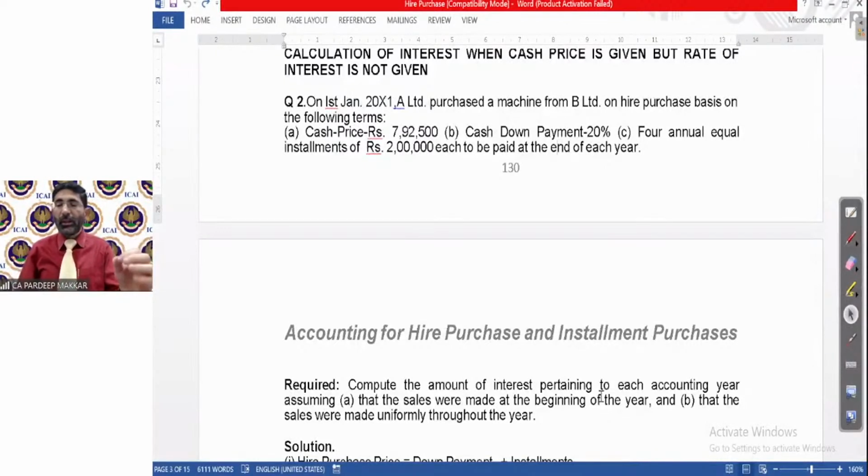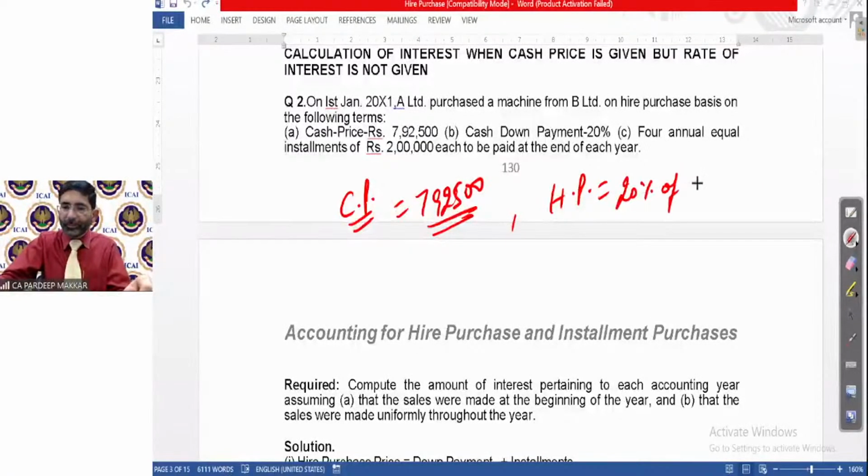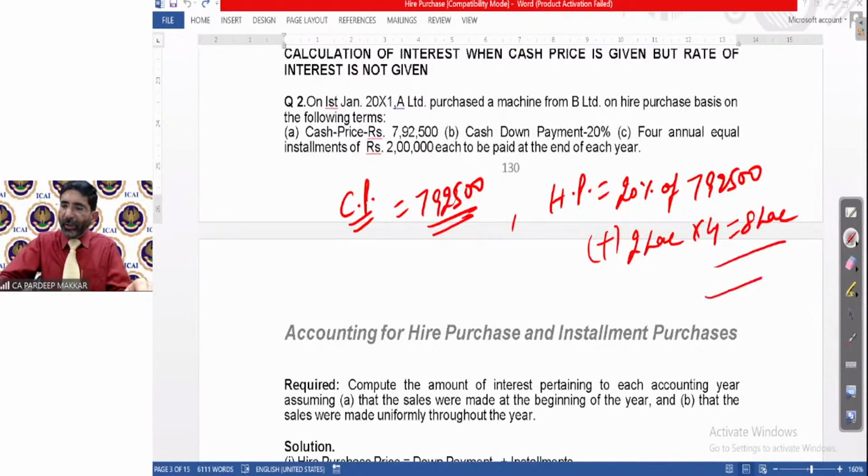So in this case, the new concept is that here HP price is given to you. If you will see, cash price is also given to you. The cash price is given to you as 7,92,500. And HP price, if you will see, that is 20% of cash price, 7,92,500 plus 2 lakh into 4, that is 8 lakhs.